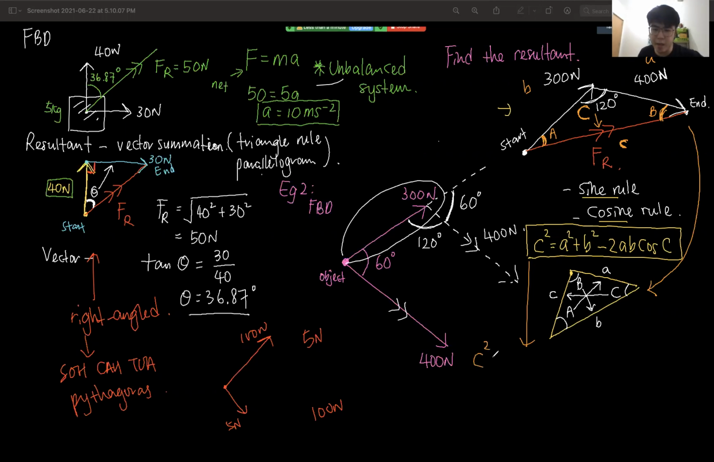So you get c square equals, which one is my a? 400, right? 400 square plus 300 square minus 2, a is 400, b is 300, and then cos, what is my C? 120. Okay, 400 square plus 300 square and then minus again, and then you calculate this. Okay, let me calculate first. You can try calculate, see if you get the same answer as me.